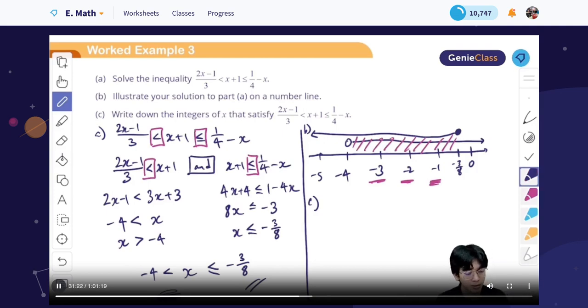Okay, so therefore, x equals -3 or -2 or -1. Okay, these are the three integer values of x that satisfy your inequality because they lie within your solution region.